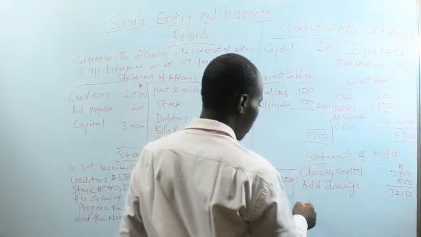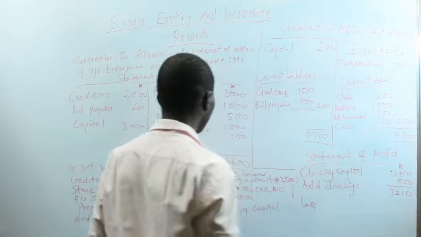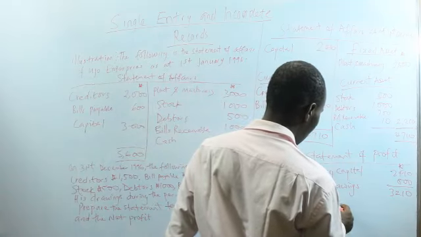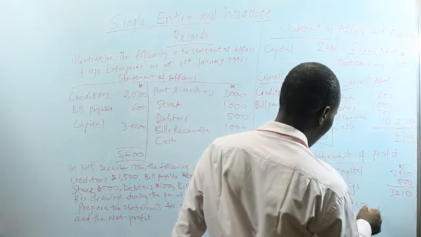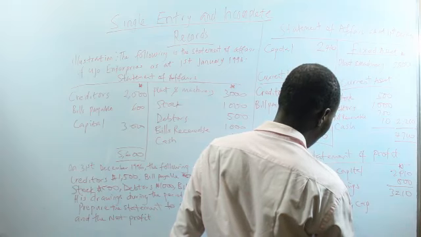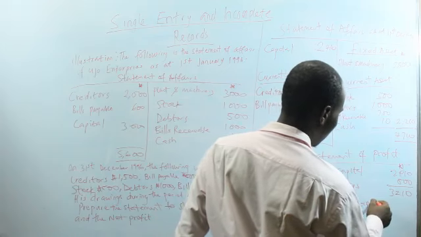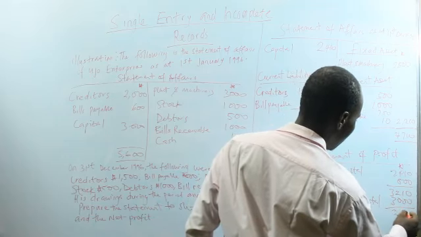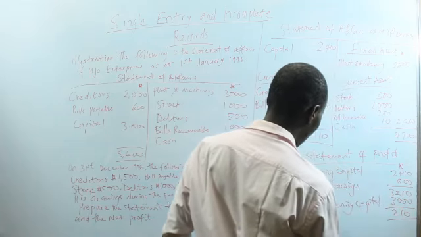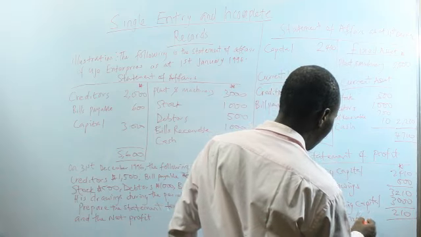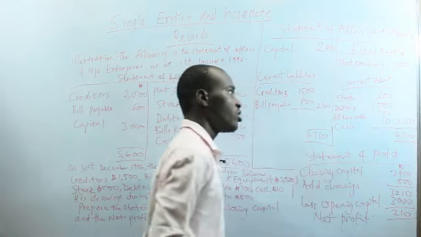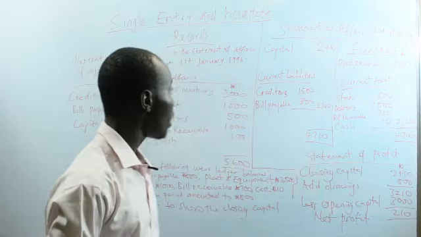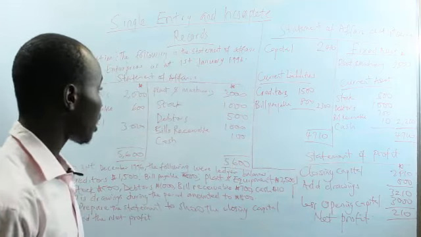So we don't have any additional capital. So less opening capital. That gives us 3,000. So the net profit in the period is 210. So that is how profit can be determined in the single entry system.